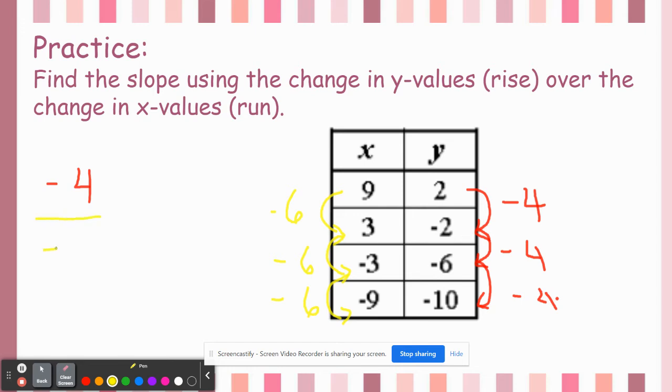So that means our run was negative 6. And make sure you always do what? Simplify. We'll put it into Desmos, and it becomes a positive 2/3 because double negatives make positive.